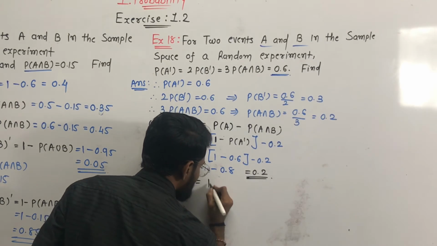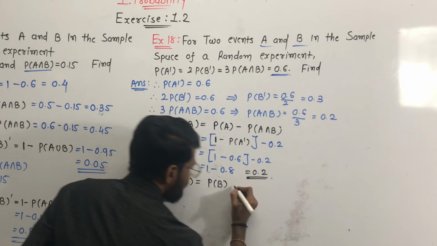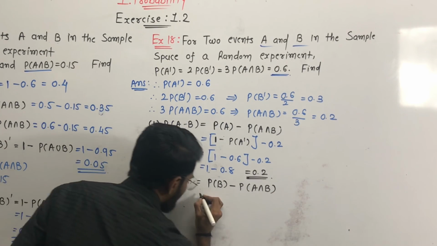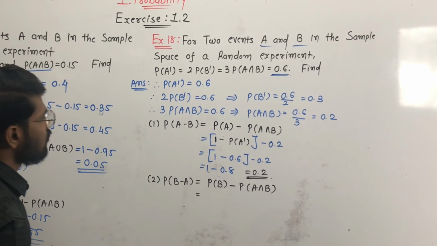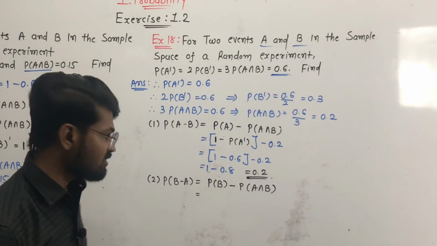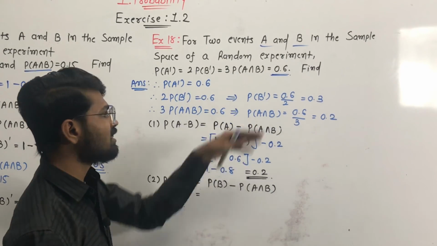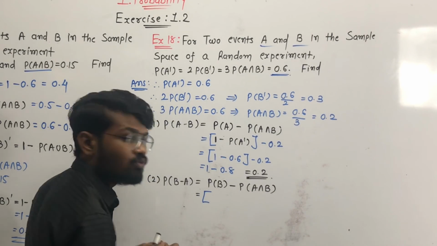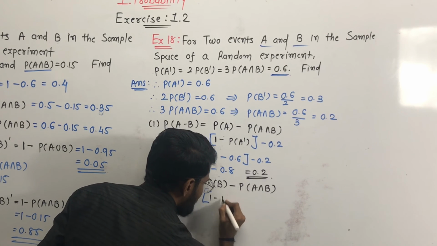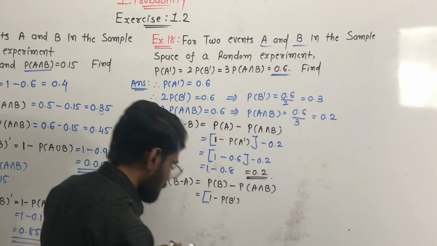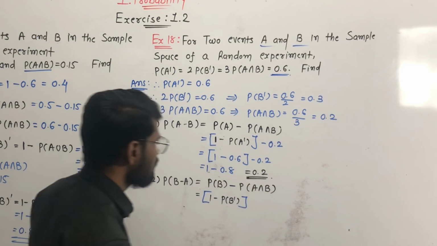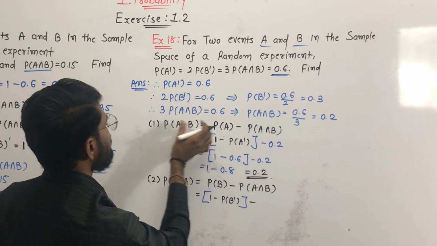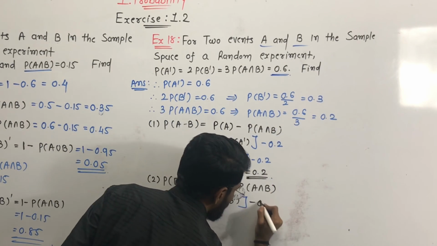Okay. Now question 2 is to find the P of B minus A. So the equation is P of B minus P of A intersection B. Okay. Now we don't know the P of B, but we know the P of B dash. So the relation between P of B and P of B dash is that P of B is equal to 1 minus P of B dash. Clear? Okay, put it, and minus P of A intersection B, which is equal to 0.2.